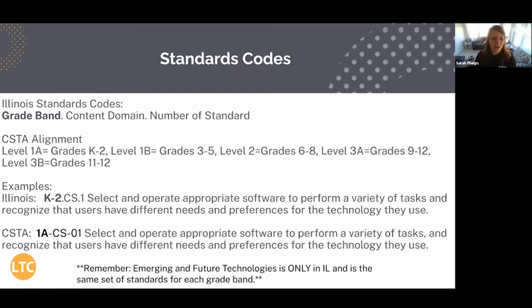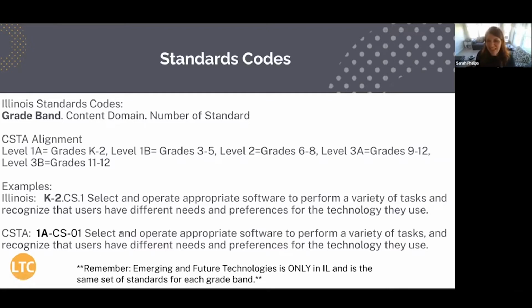When you look at our Illinois standards, you'll see a grade band first, so it says K2. Then the content domain, so CS, computer systems, those match up to those colored boxes that I showed you. And then we have the number standard, so just 1, 2, 3. That just tells you, if there's more than one in computer systems, this is the third standard. And then we have the words. You'll even notice when you compare them down here, the words are the same.